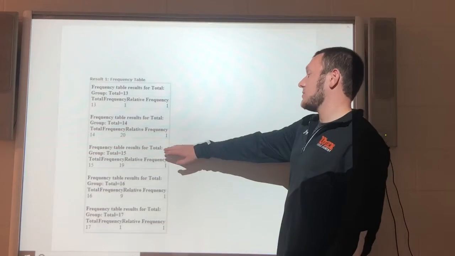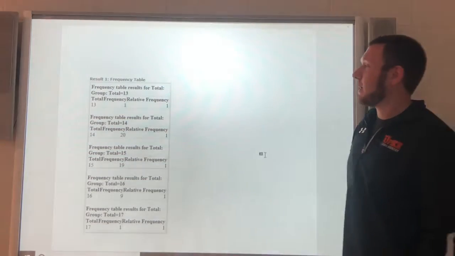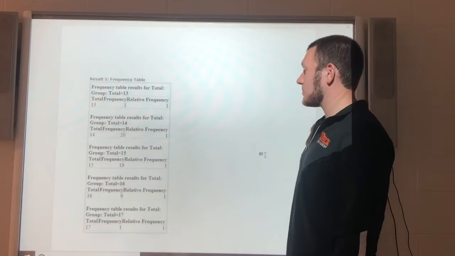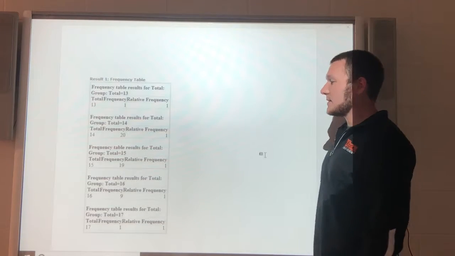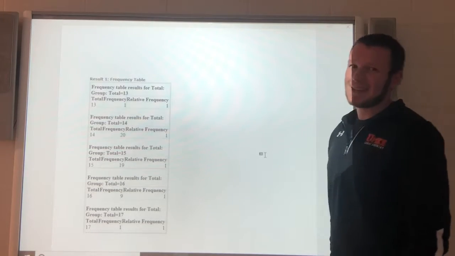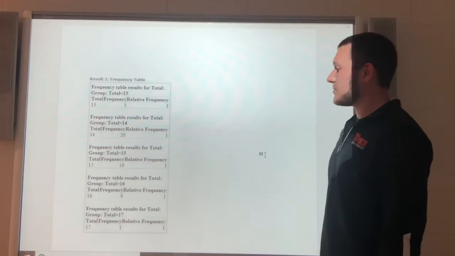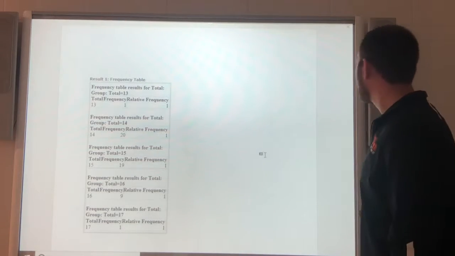We had 15, which the frequency was actually 19, and the relative frequency of 1. Those were the two highest in terms of frequency. We also had 16 in each bag. That occurred with a frequency of 9 times and the relative frequency of 1. 17 in the bag was a frequency of 1 and a relative frequency of 1.